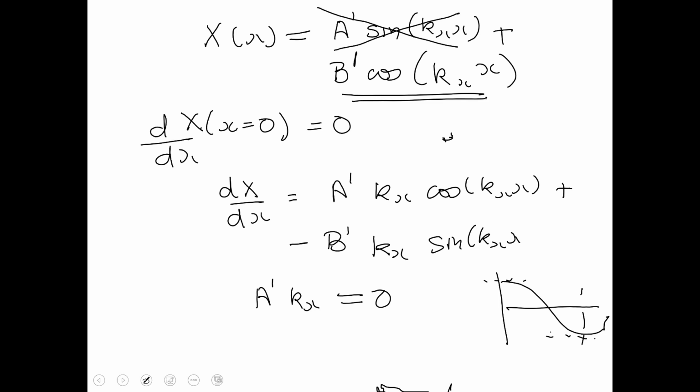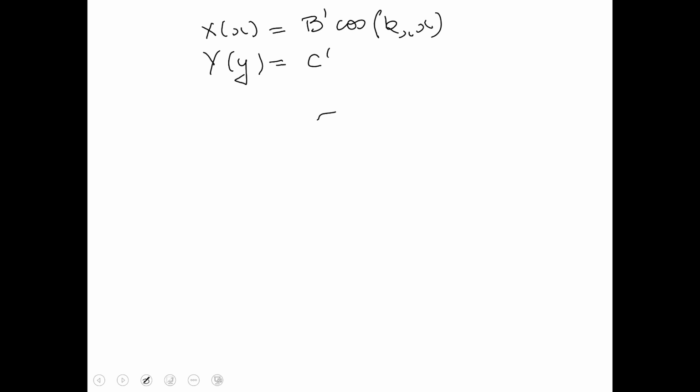Similarly to this, the y function also would only be of the form of a cos function. So it's telling me my X can only take the form of some constant cos kx x, and Y would only take another form, let's say c prime cos of ky y.